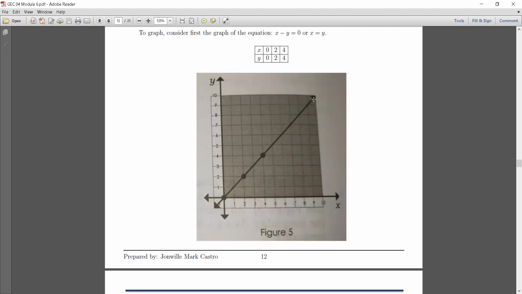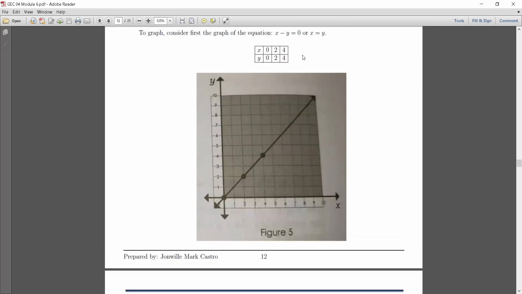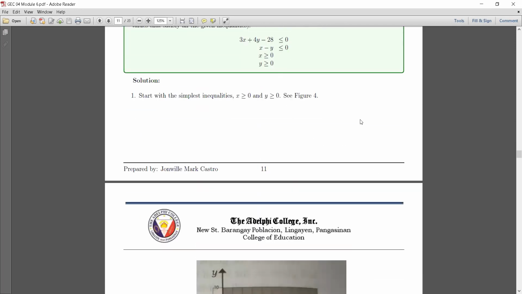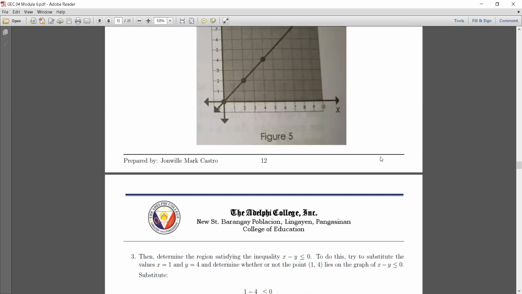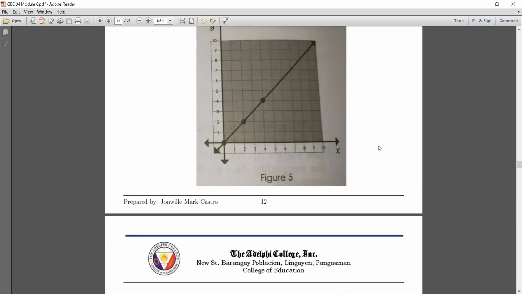So, first, hanapin natin yung line. Saan siya doon sa graph natin? So, i-consider natin yung x minus y equals 0 or x equals y. Okay? So, if x is 0, y is 0. If x is 2, y is 2. So, ito yung line na x minus y equals 0. Now, yung given sa atin, less than or equal to 0. Okay. So, hahanapin natin yung region niya. So, either doon sa taas or doon sa baba. So, gagamit tayo ng test point.